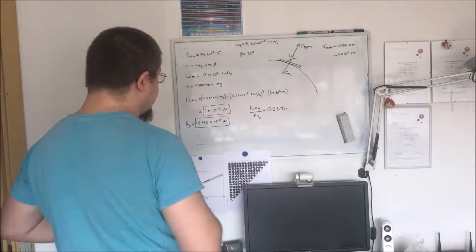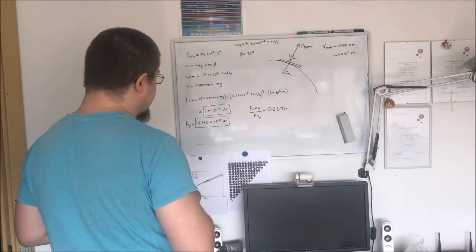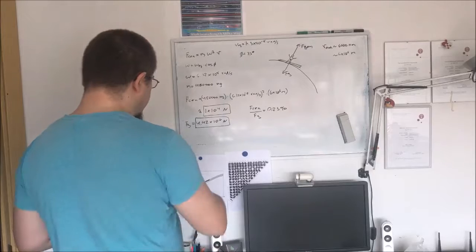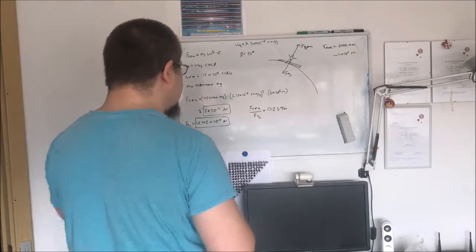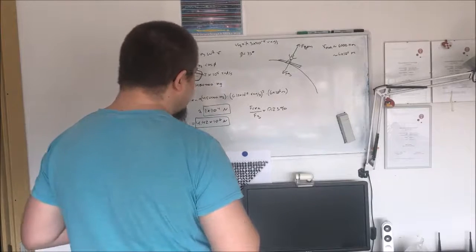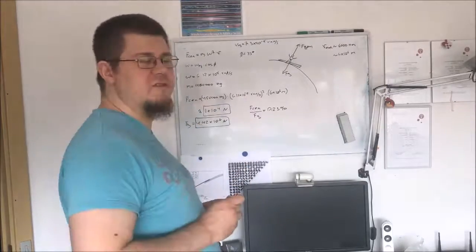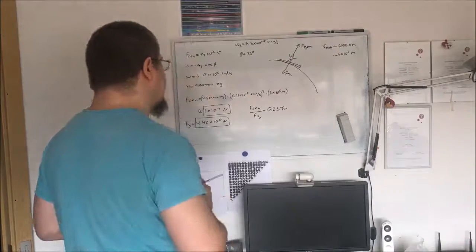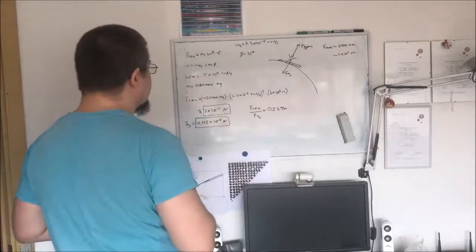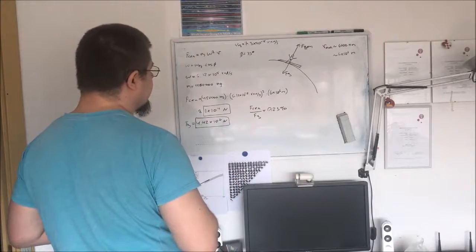So for a typical airplane, of course the gravitational constant would be a little less at that altitude, but anyway, something around 0.23% is the centrifugal force of the force of gravity.